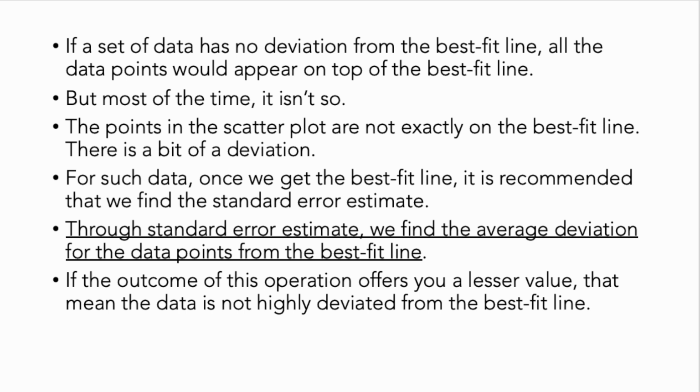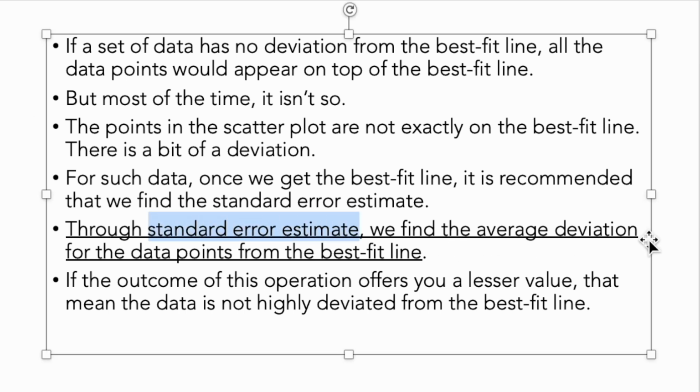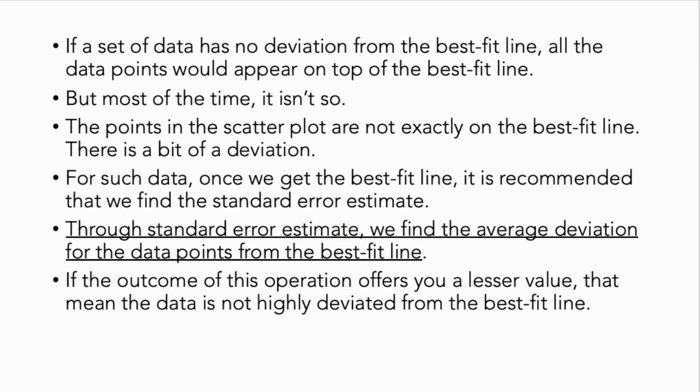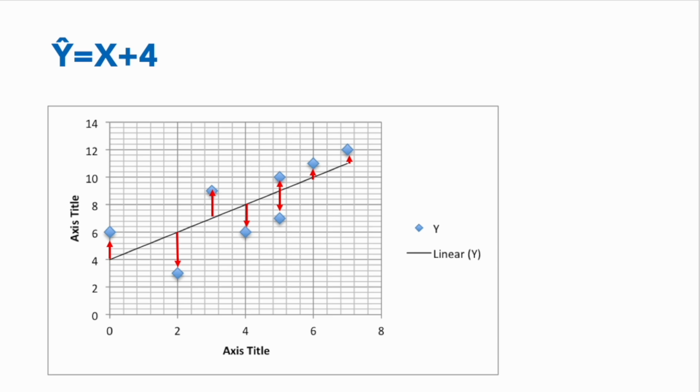Usually you would never see all the points falling on top of this line. You might see some points falling on top of the line, but if you have all the points falling on top of the line, that's a perfect relationship. Those kinds of perfect relationships are usually very difficult to find. Because of this, we need to identify the standard distance between the data points and the best fit line, which we can do through the standard error estimate. Through the standard error estimate, we find the average deviation of the data points from the best fit line, kind of like the standard deviation.